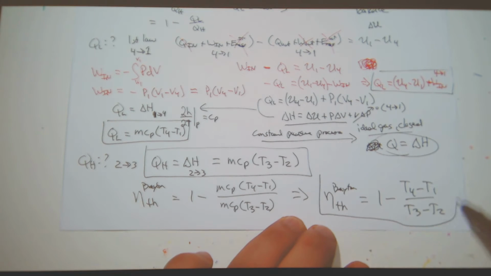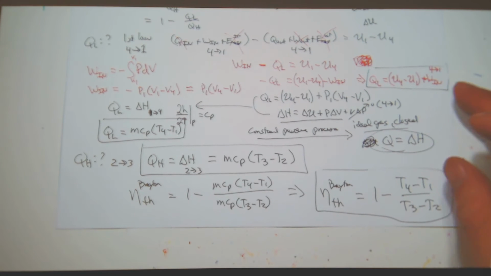Professor, for the QL, shouldn't it be T1 minus T4 since it's delta T? There was a minus sign.